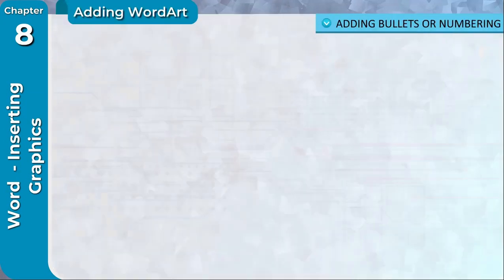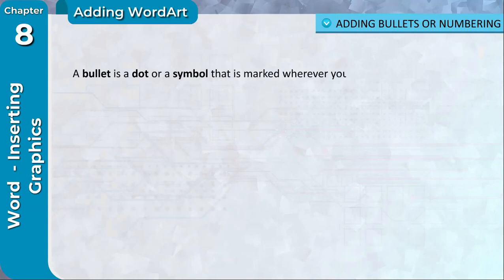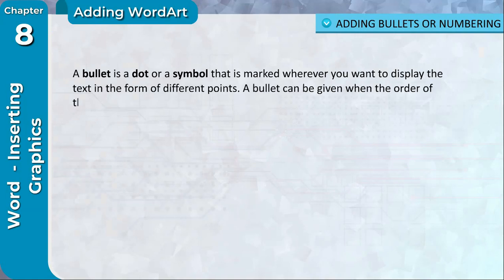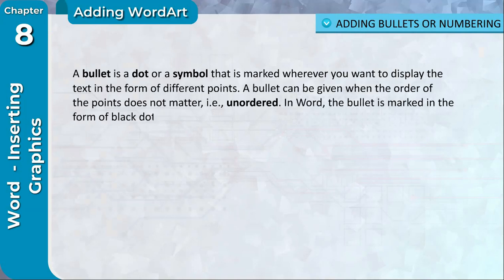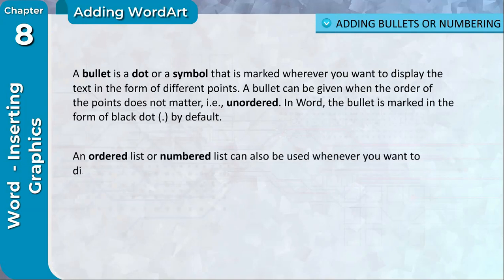Adding bullets or numbering. A bullet is a dot or a symbol that is marked wherever you want to display the text in the form of different points. A bullet can be given when the order of the points does not matter, that is, unordered. In Word, the bullet is marked in form of black dot by default. An ordered list or numbered list can also be used whenever you want to display the points in some sequence or ordered manner.